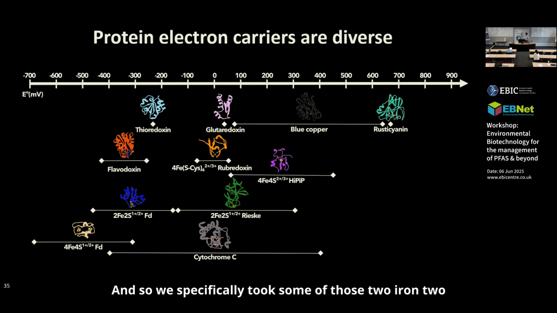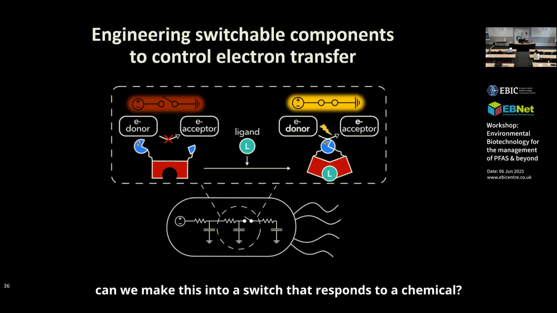And so we specifically took some of those 2-iron 2-sulfur ferredoxins and asked the question, can we make this into a switch that responds to a chemical? Basically, in the absence of that chemical, you have no electron transfer within this circuit that we want. And then when you add this ligand that binds this red ligand binding domain, you can turn on electron transfer within this circuit. This was the main idea: can we engineer these proteins to have this type of function?